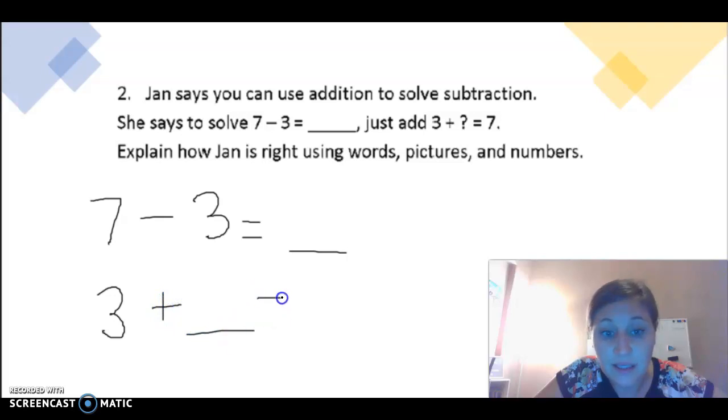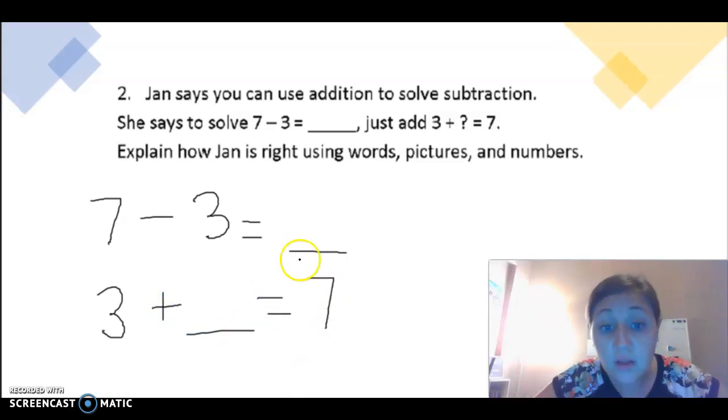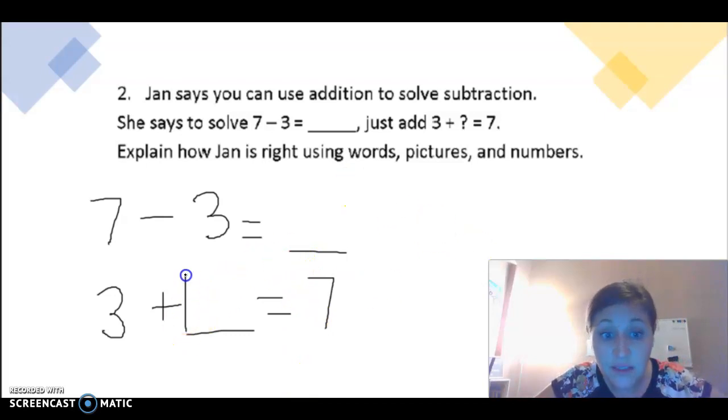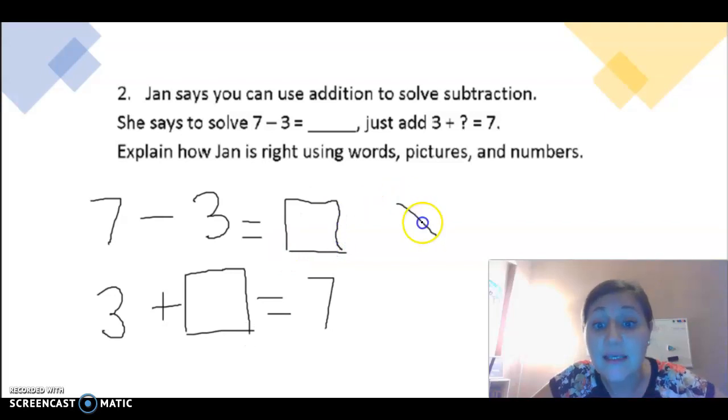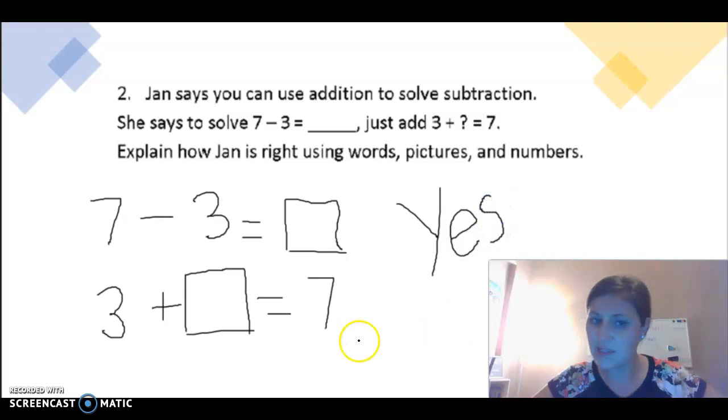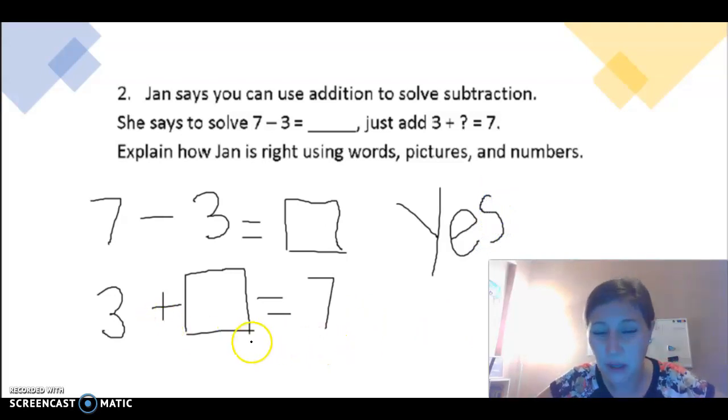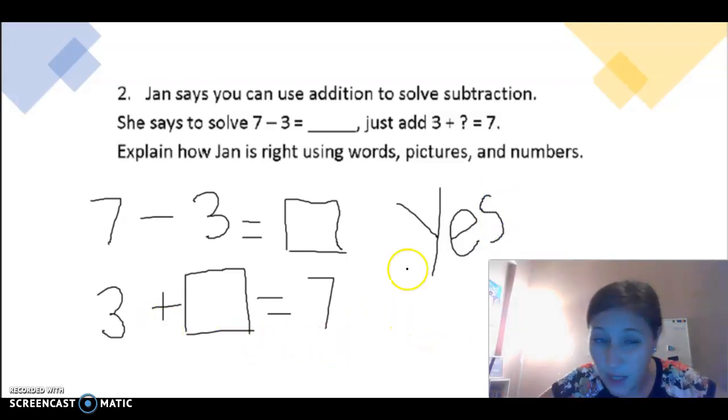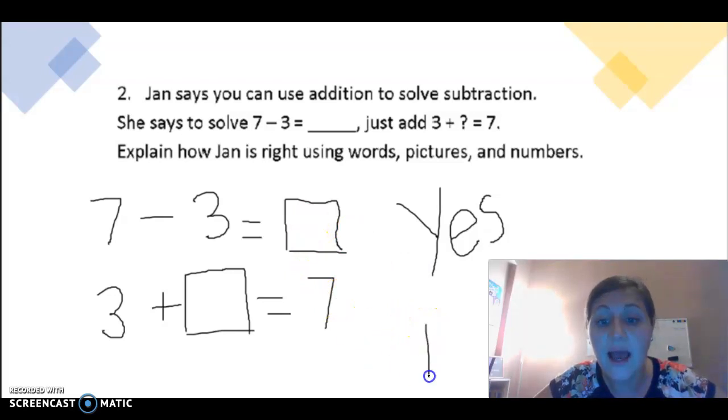So what I would suggest is solving both of these problems, and if you get the same number here and here, then guess what? Yes, Jan is right. But if you don't get the same numbers there, if 3 plus how many equals 7 does not help you solve 7 minus 3, I need you to tell me no, okay?